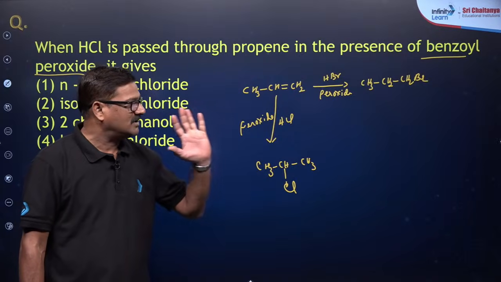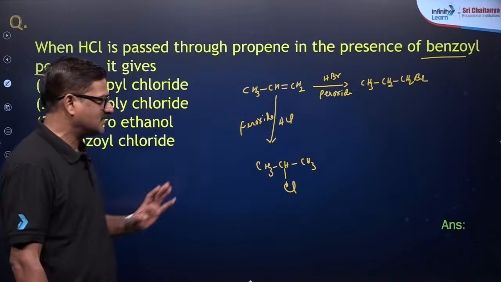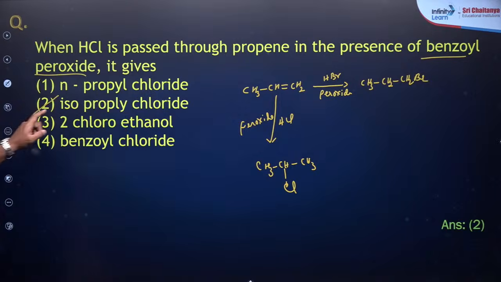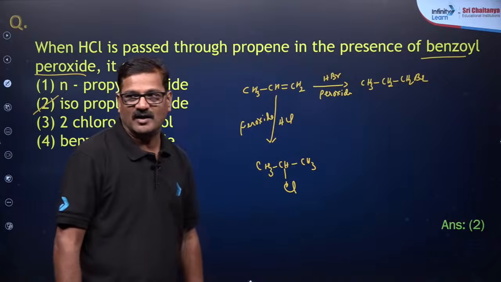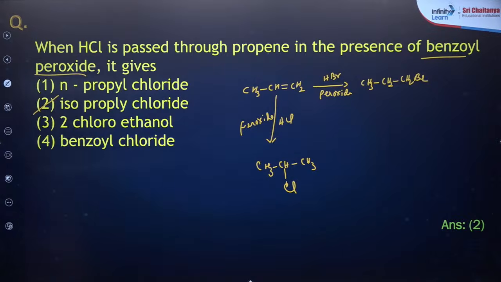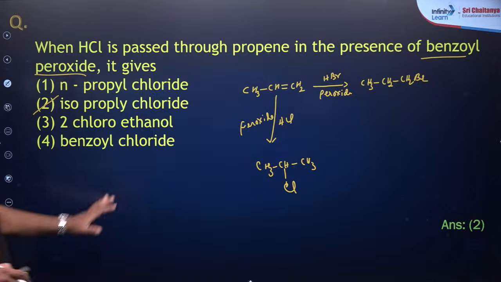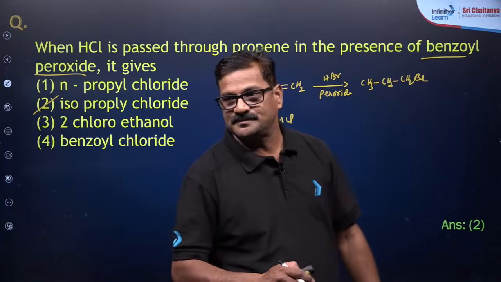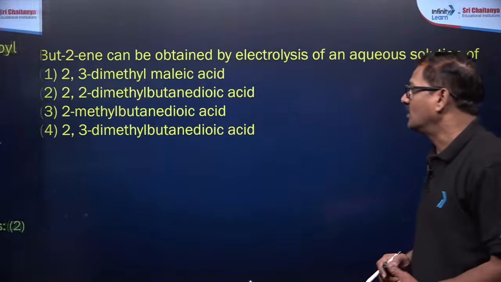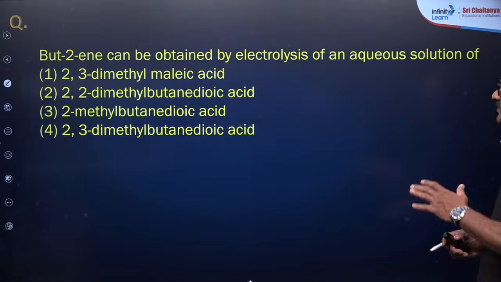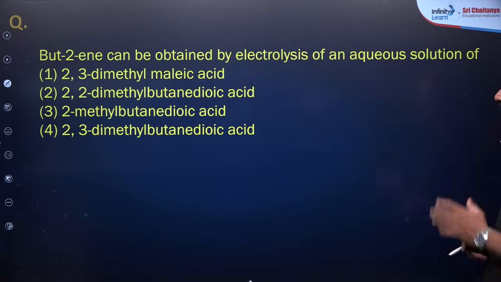It works only with HBr but not with HCl. The answer for this question is going to be 2, isopropyl chloride. Any doubt? It is going to be isopropyl chloride. Now one more, butene can be obtained by electrolysis of the aqueous solution.